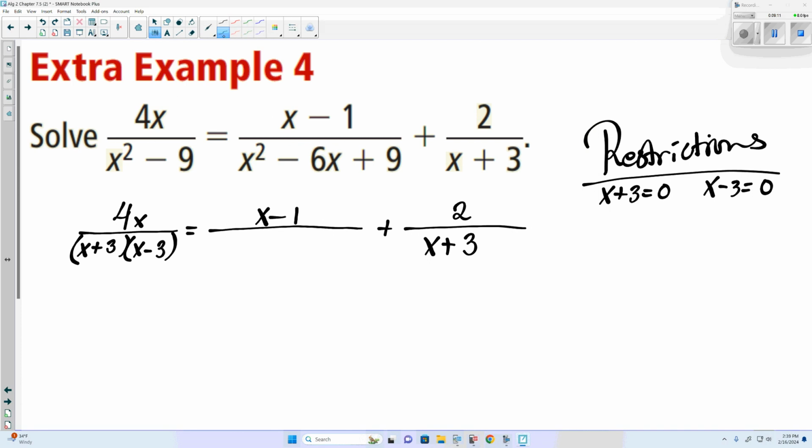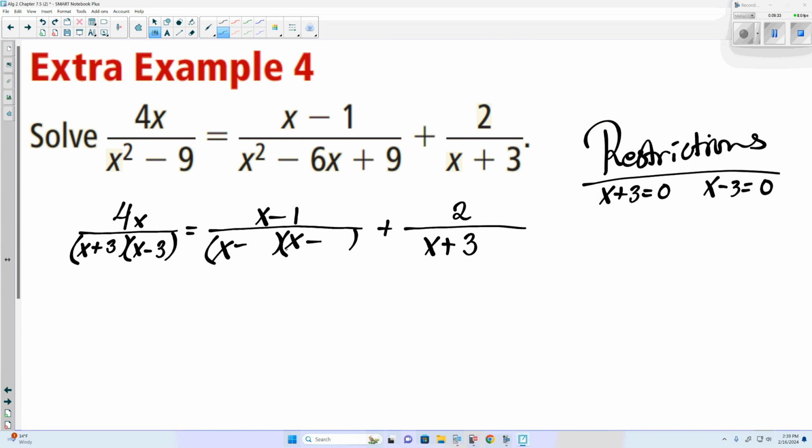Now we also need to factor x squared minus 6x plus 9. Two sets of parentheses. Since the third term is positive, the signs are the same and match the sign of the middle term. Minus and minus. Factors of x squared are x and x. Two factors of 9, 1 and 9, or 3 and 3.